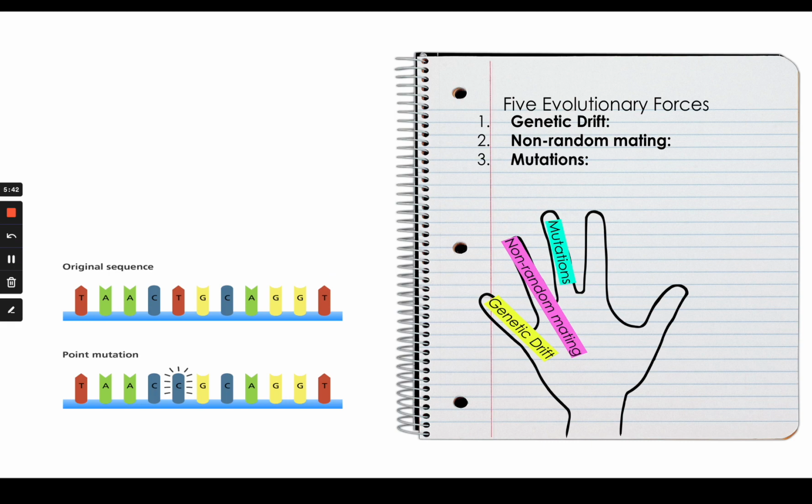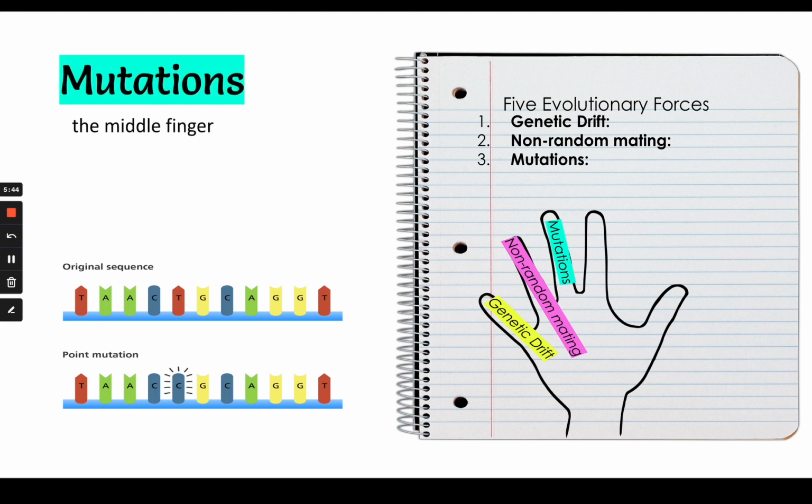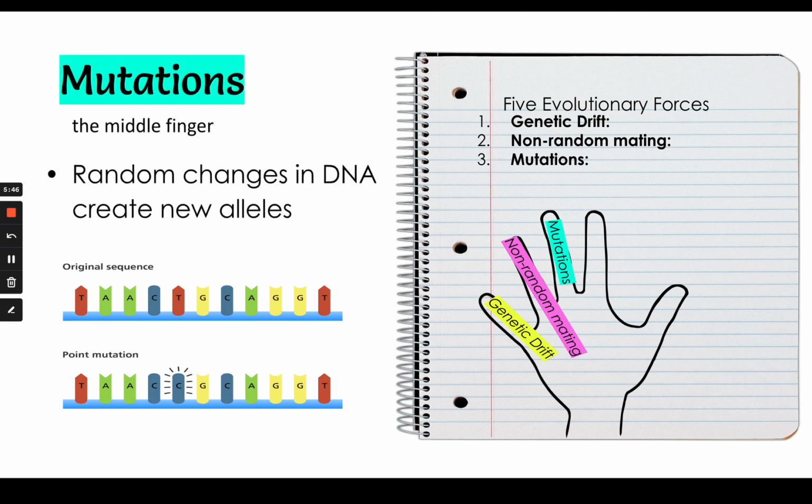All right, our third one, mutation. So mutation goes on the middle finger. And mutations, we've seen this one before. This is random changes in DNA that create new alleles. So again, this just happens randomly where a nucleotide changes. In this one here, we can see that the nucleotide thymine has changed to cytosine as a result. And so this can play a role in transcription and translation by producing a new type of protein.